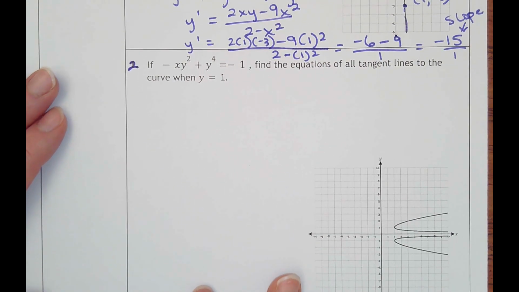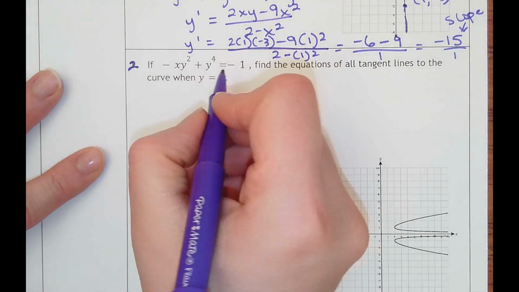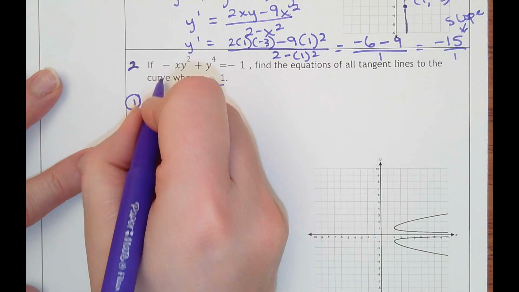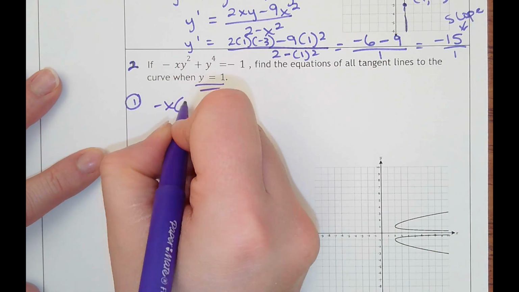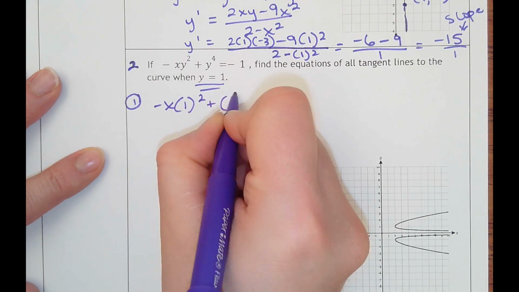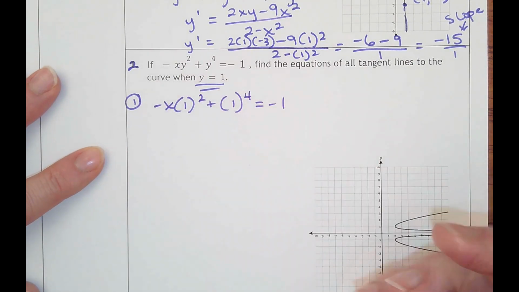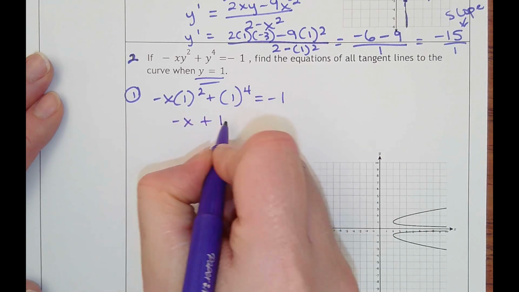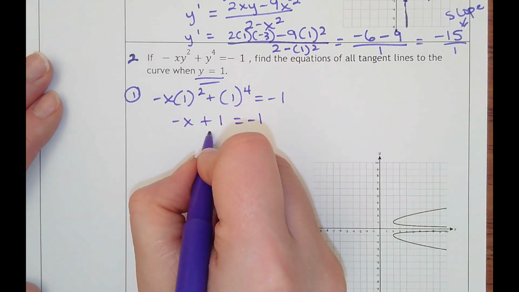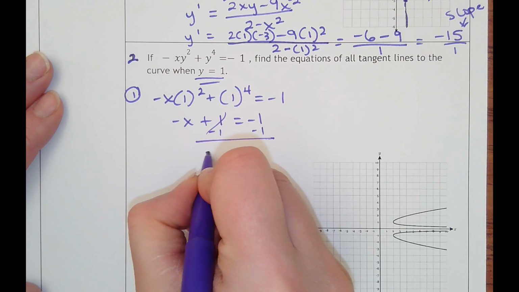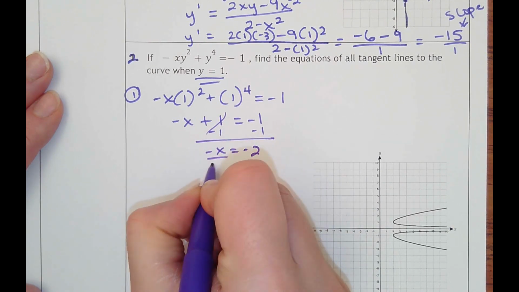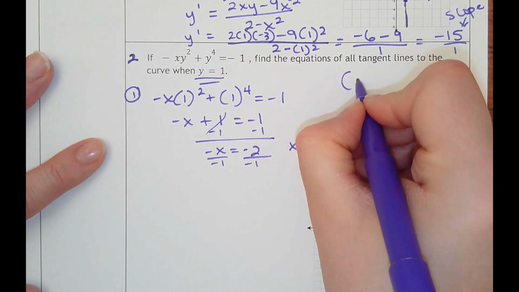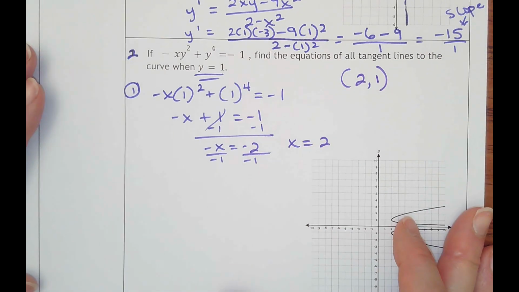This time they give us y equals 1. So first step is to plug y in. So I'll have negative x times 1 squared plus 1 to the 4th equals negative 1. Easy enough. 1 squared is 1, so that'd be negative x plus 1 equals negative 1. Subtract 1. Divide by negative 1. So x is really positive 2. So my ordered pair is 2 comma 1.